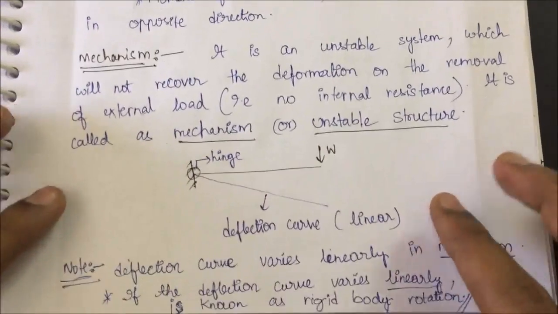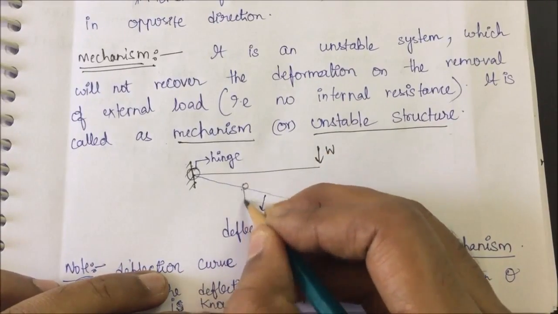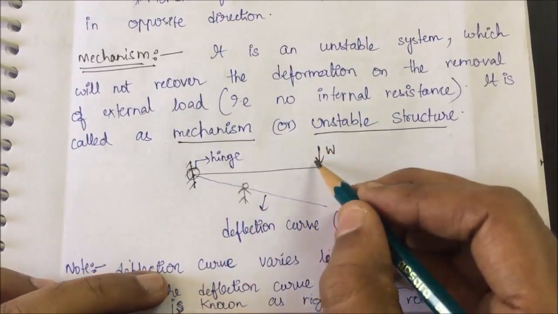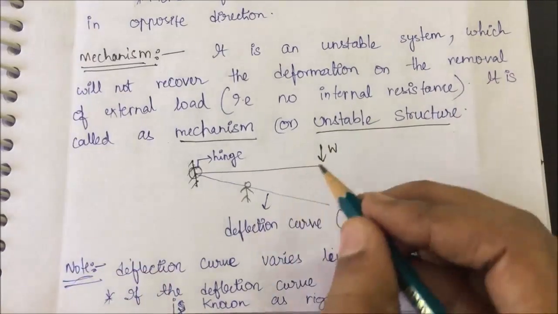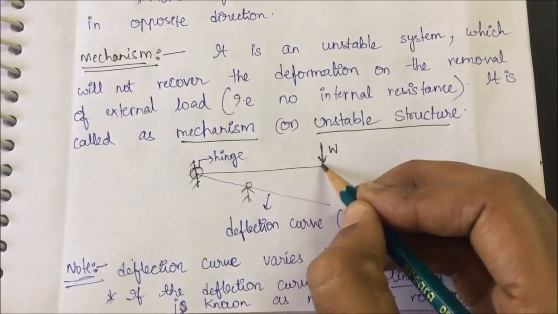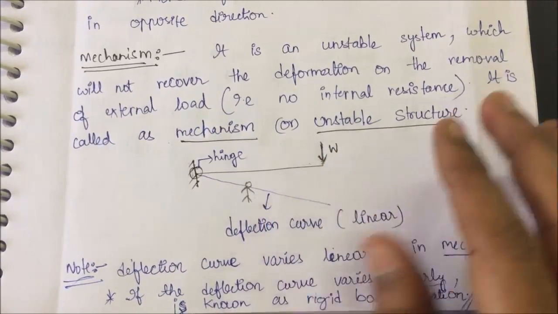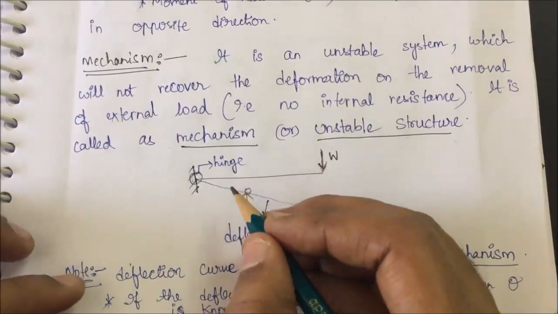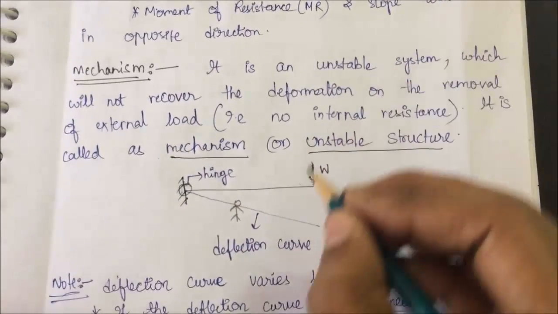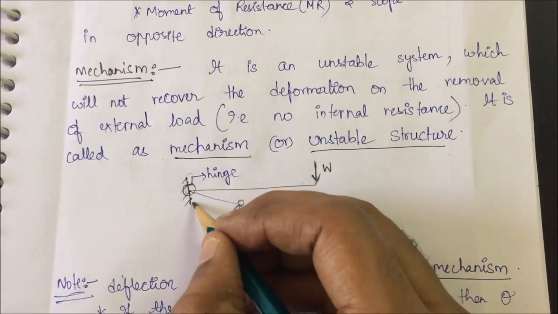Now I have a hinge support. What will happen if I apply load? You were sitting here. For example, this is your roof beam. It has been pin jointed and some external load is added. What will happen? It will fall directly on your head. This type of structure is unstable, and if you remove the load, will it come back to its original position? No, because there is no moment of resistance developed, right?